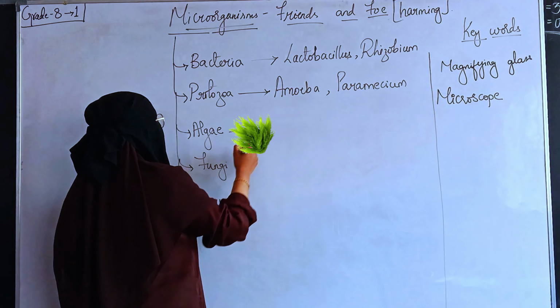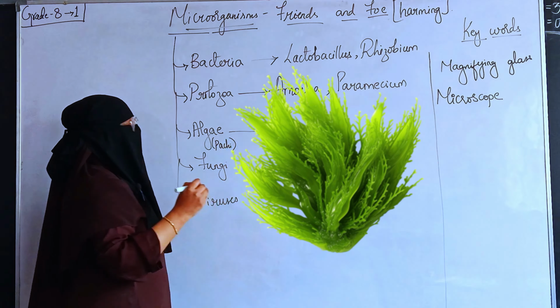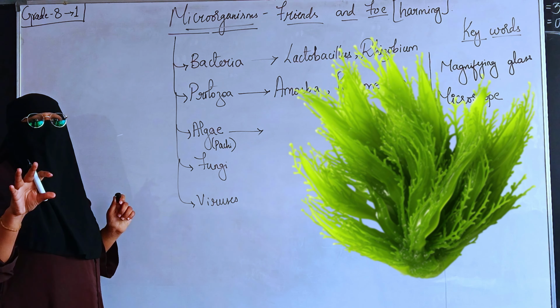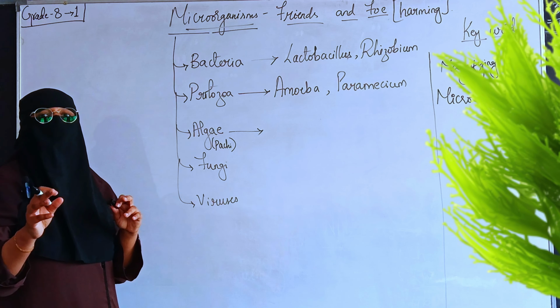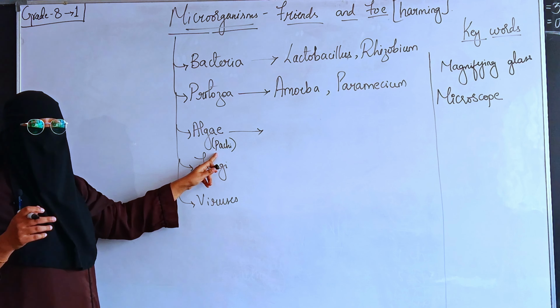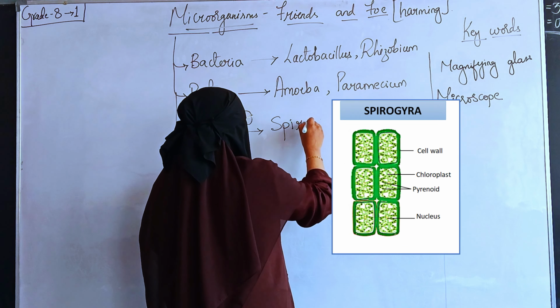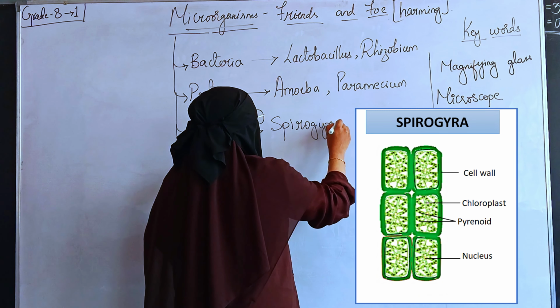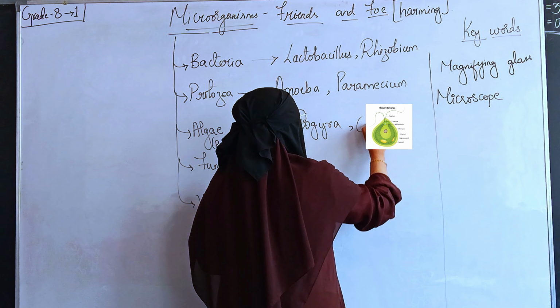Next one is algae. Basically, we refer algae in our daily language as pachi. These are those green color, soft structures which you get to see wherever there is moisture. So algae is nothing but pachi. To give you examples, last year in 7th standard, you might have studied about Spirogyra. This is one of the examples of algae, and the other one is Chlamydomonas.